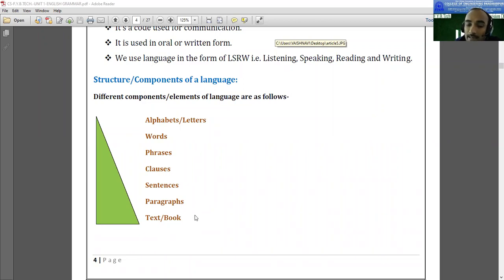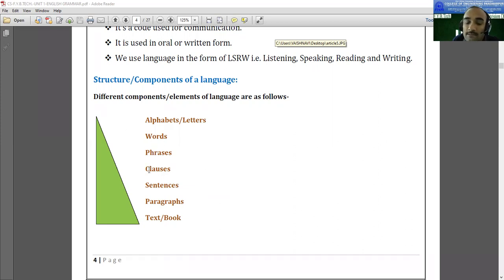And when paragraphs are written one by one, then it forms the text or book. Okay, so this is the sequence of the components of language. So alphabet comes first. A to Z are called alphabets. When they are written down in meaningful order, they form the words. For example, CAT, cat. Here 3 alphabets we have used. C and T are the consonants and A is the vowel in this word.